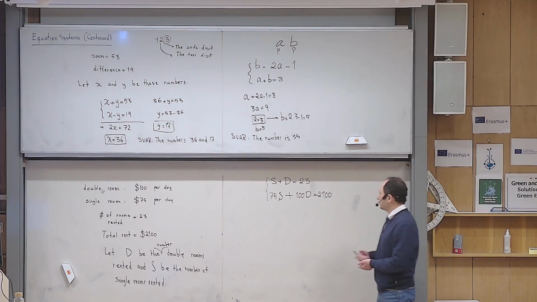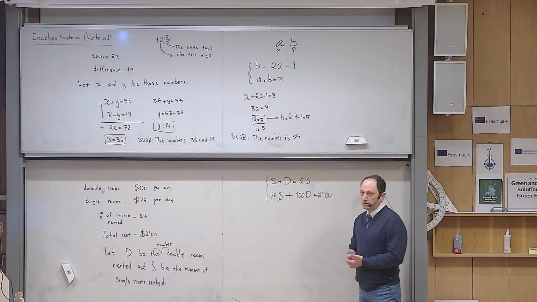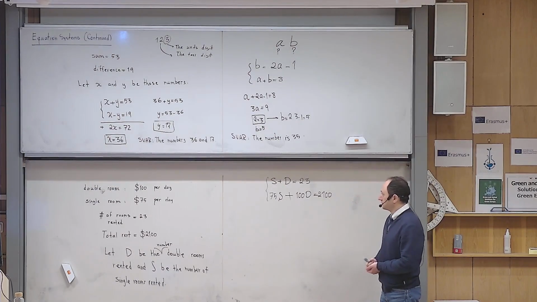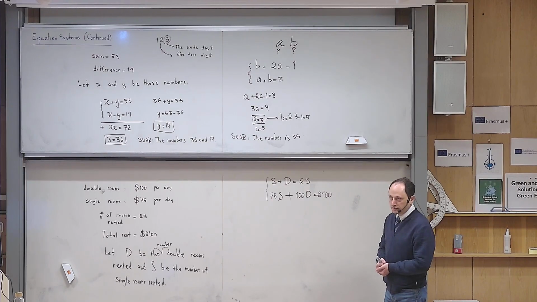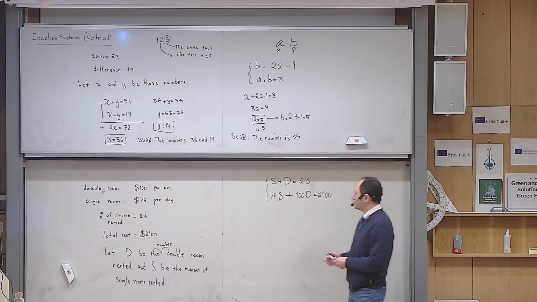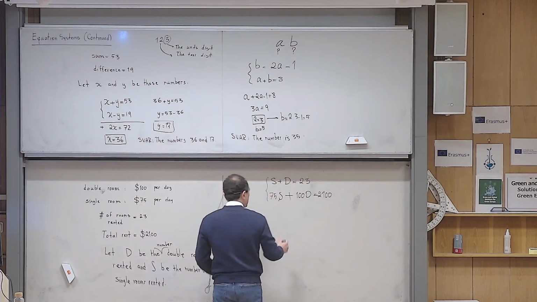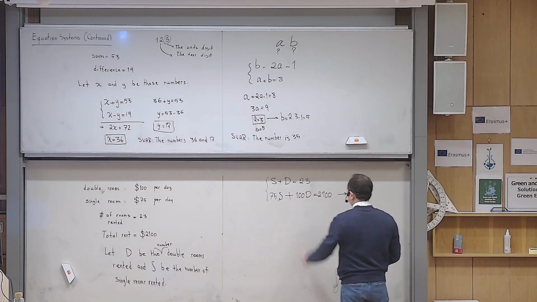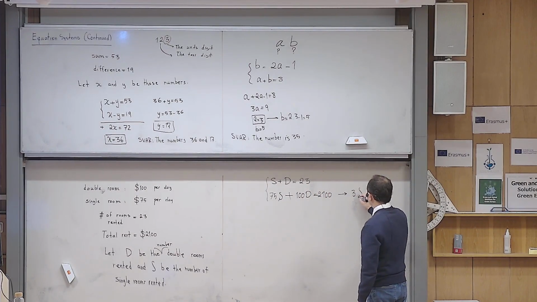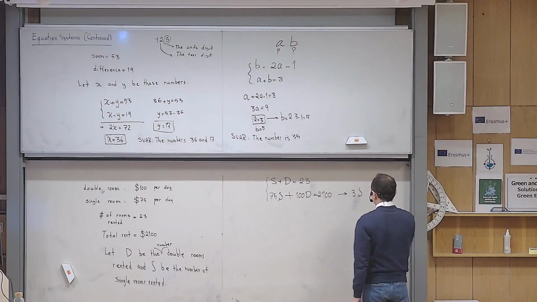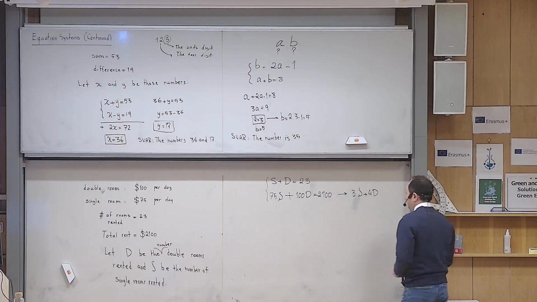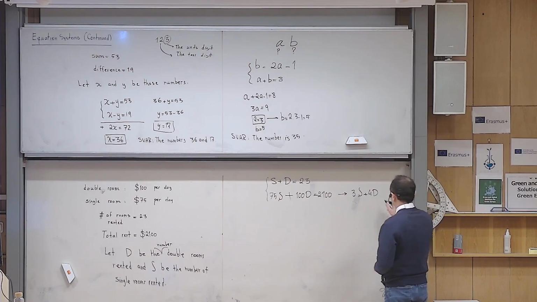I mean, for example, can you see that I can simplify this equation? For example, I can divide everything by 5, yes? But I can also divide everything by 25, yes? So if I divide everything by 25 here, the problem becomes simpler. Because if I divide this by 25, it becomes 3 times S. If I divide this by 25, it is just 4D. And if I divide this by 25, 8 and 4 is 12, yes?